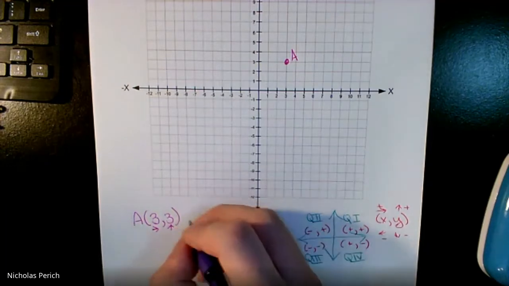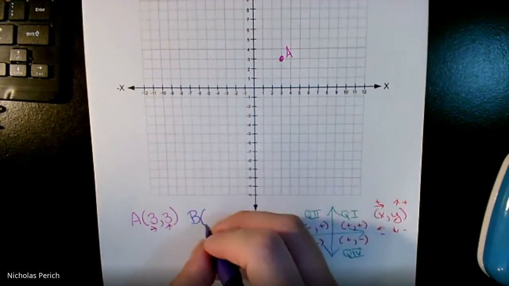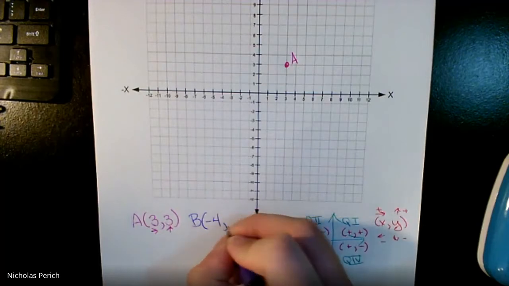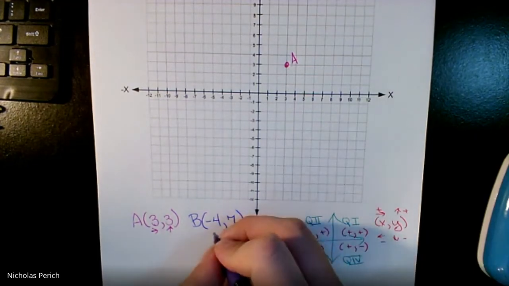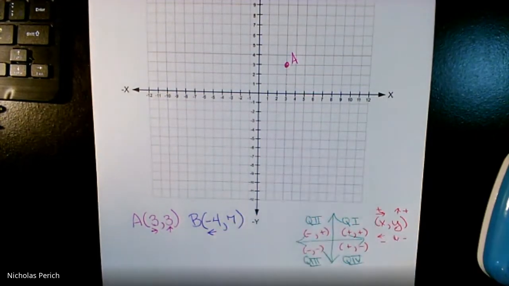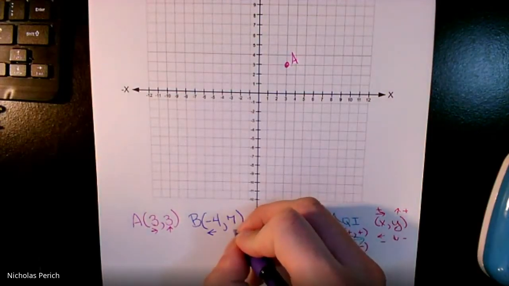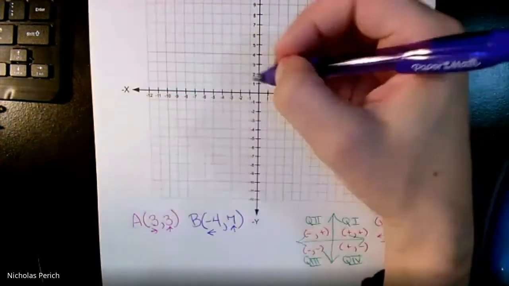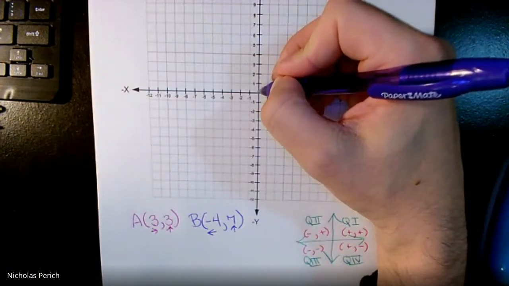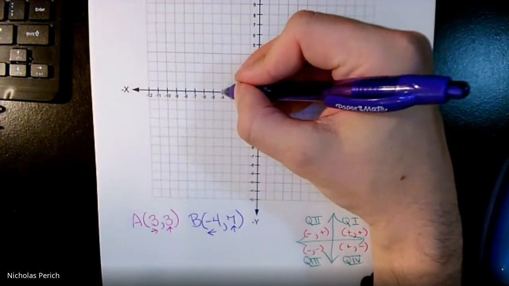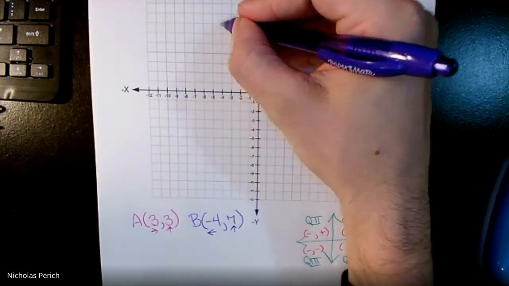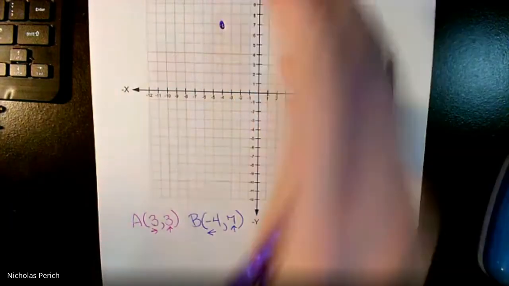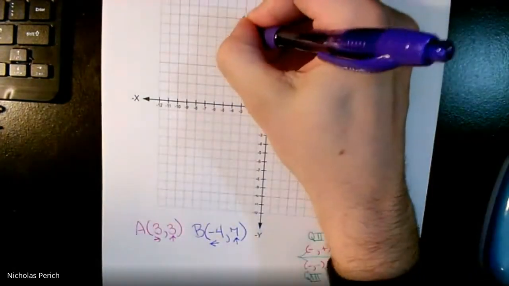Okay? What about B? What if I want to graph -4, 7? A negative X value means that I go left 4 spaces, and then a positive Y value means I go up 7 spaces. So I start at my origin, and I go left 1, 2, 3, 4, and then I go up 1, 2, 3, 4, 5, 6, 7, put a dot there where you can't see, and call it B.